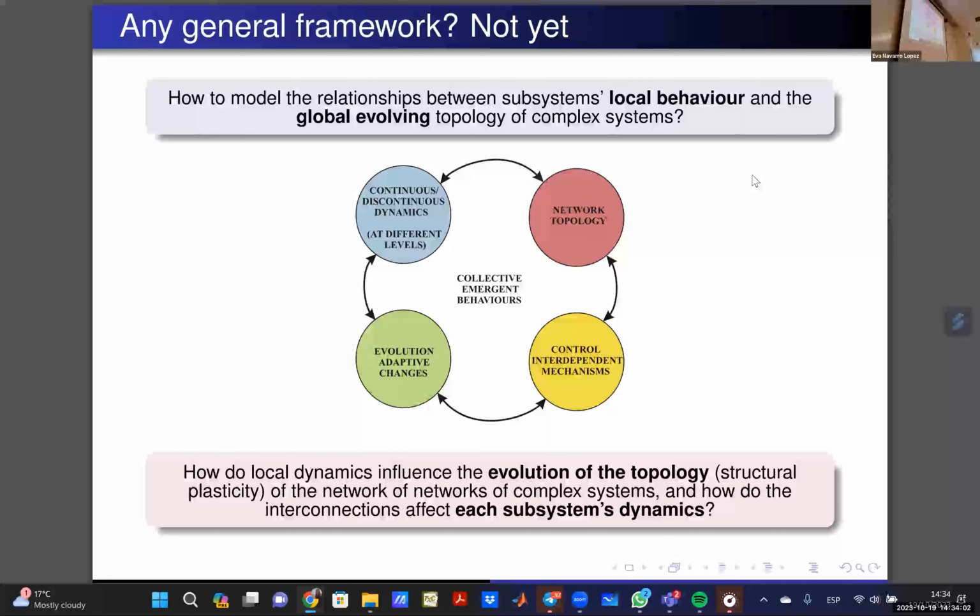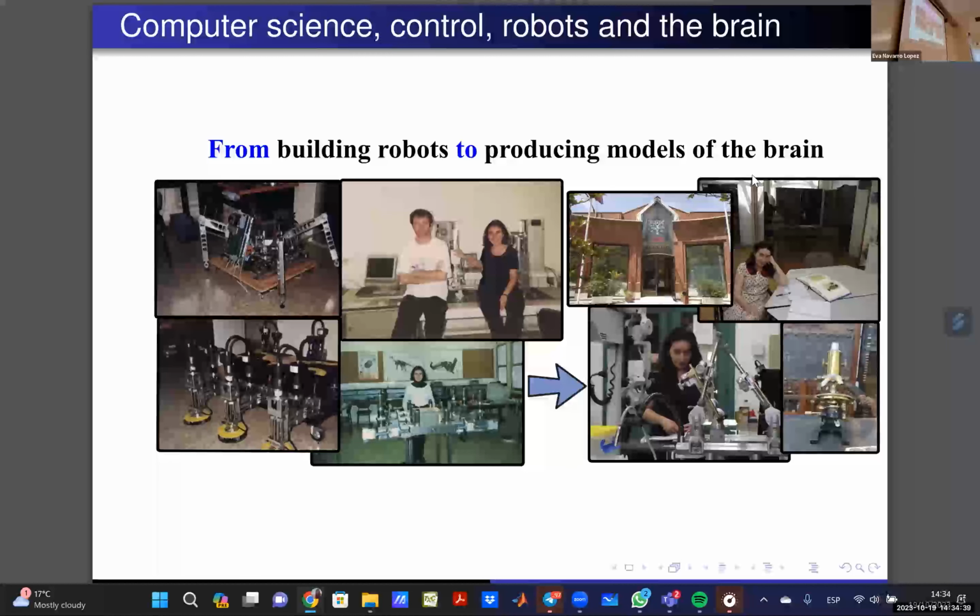And then you will ask why? Because it's a very complex thing, more than complicated. Because we have continuous and discontinuous dynamics, like the bouncing ball, at different levels. It's a multi-level modeling problem. Because we have a network topology that evolves. Because we have interdependent control mechanisms. And because we have evolution and adaptation everywhere: in the dynamics, in the topology, in the feedbacks. And all of this creates an emergence of collective behavior that changes with time.